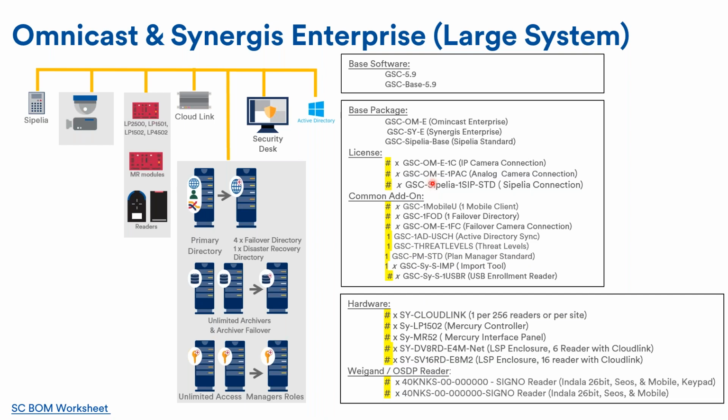Now, some of the commonly used features in an enterprise level solution would also be a failover directory and Active Directory syncing, as well as threat level management, plan manager, and so on. We will go into a bit more detail about failover directory and failover archives later on to give you a more in-depth understanding as to what they are.